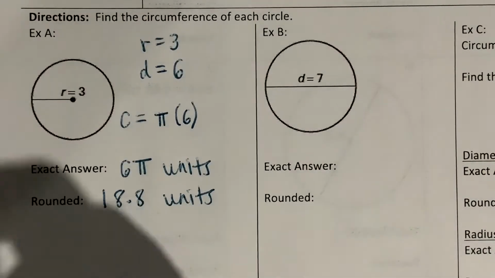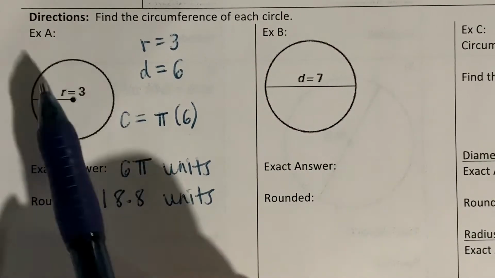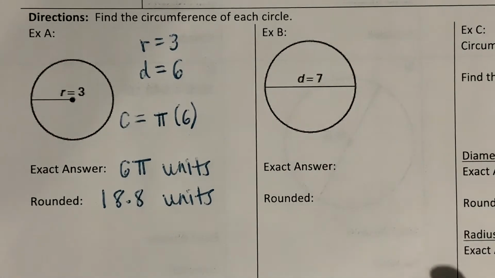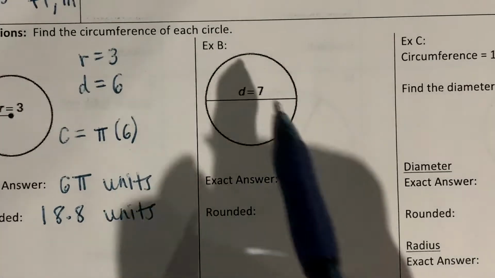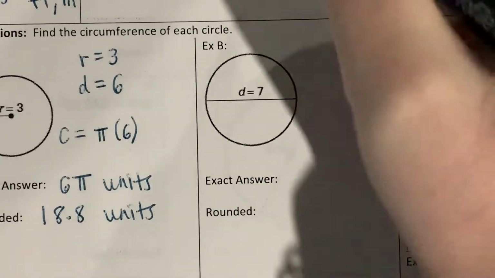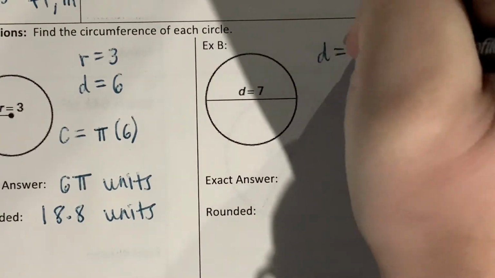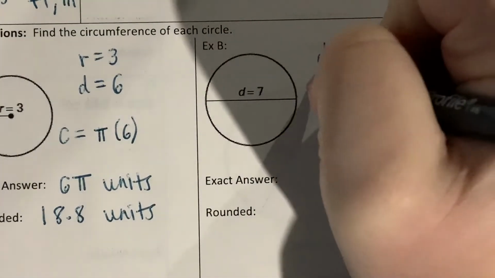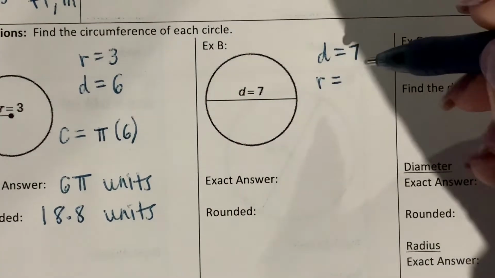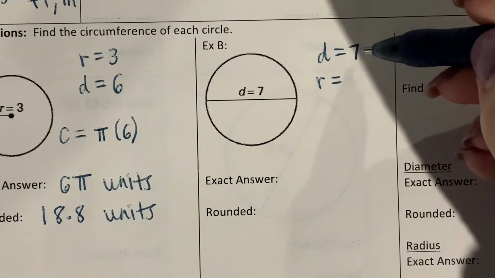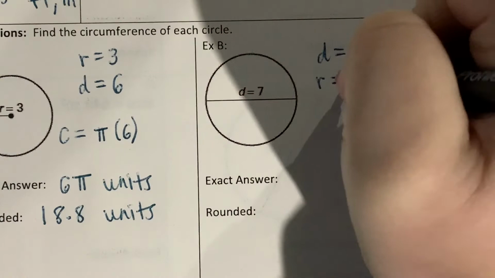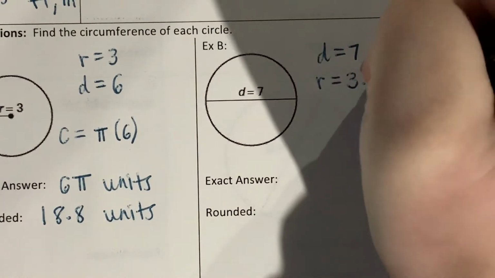And that's my circumference, or the distance going around my circle. If we look at example B, now I'm given my diameter cuts all the way across the figure. So just to note, my diameter is 7. If we wanted to find our radius, to make a note here, my radius is half of my diameter. So my radius would be 3.5.